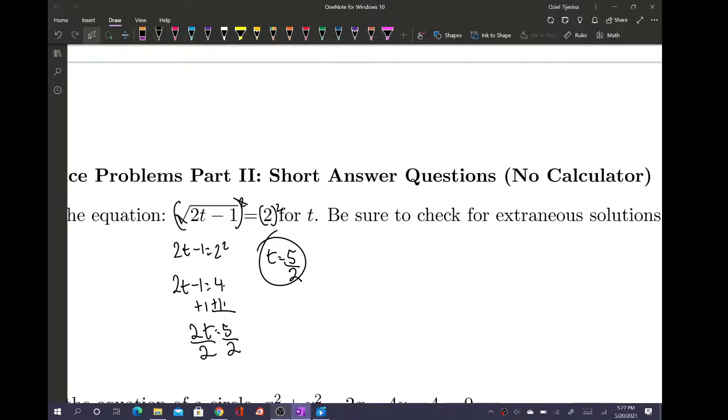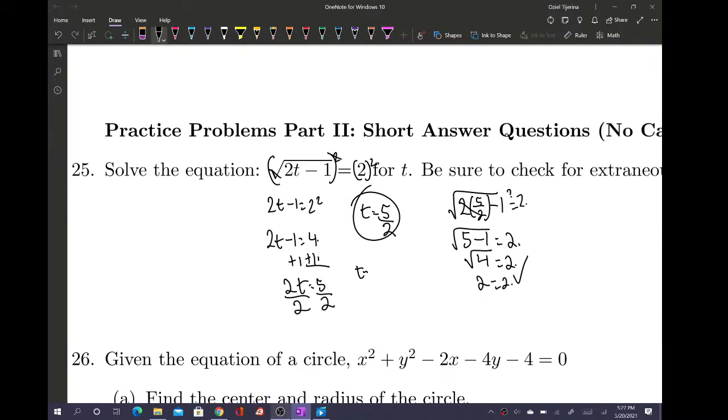Now we want to go ahead and check it. So we have the square root of 2 times 5 halves minus 1. Is that equal to 2, right? The 2s cancel out and we get the square root of 5 minus 1 equals 2, which is the square root of 4 equals 2, and 2 equals 2. So this is a solution. The solution is t equals 5 halves.